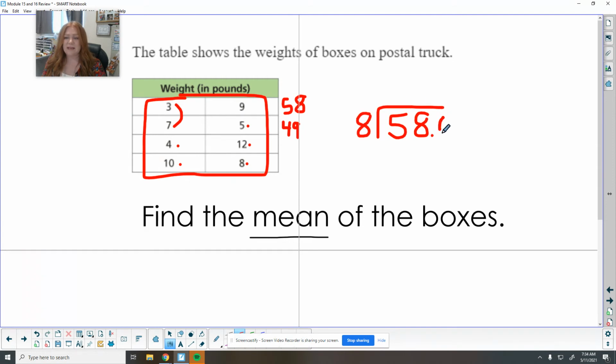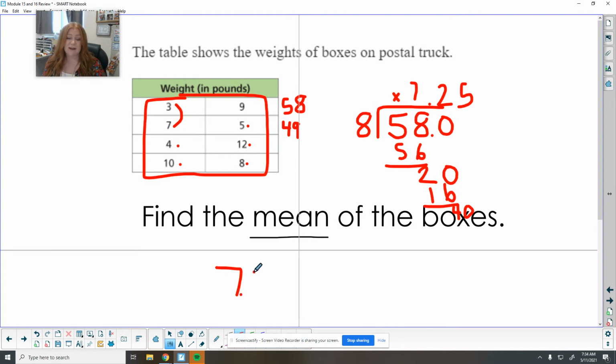And I know that 8 doesn't go into 58 evenly, so I'm just going to go ahead and add that decimal to get started. So it goes in there 7 times is 56. There's 2 left over. It goes in there 2 times is 16. 4 left over, bring down another 0, and 5. So if they evenly distributed the boxes and rearranged them, they would each have 7.25 pounds in them.